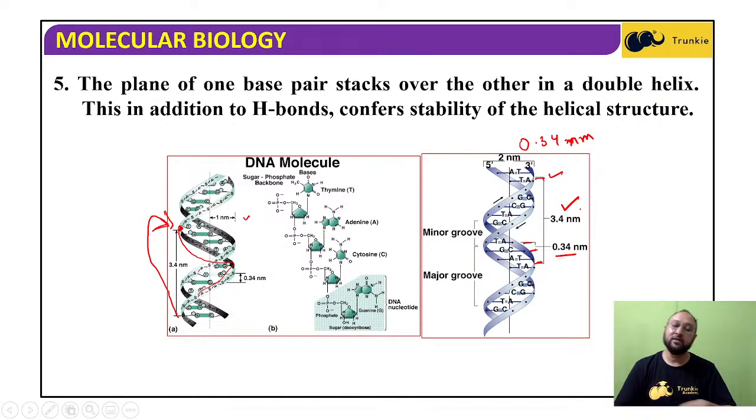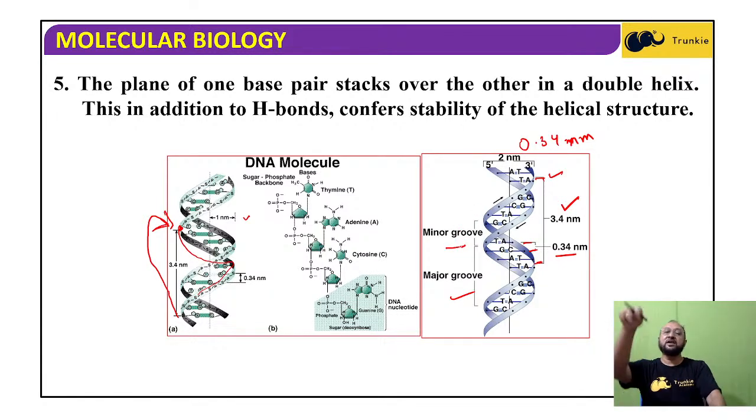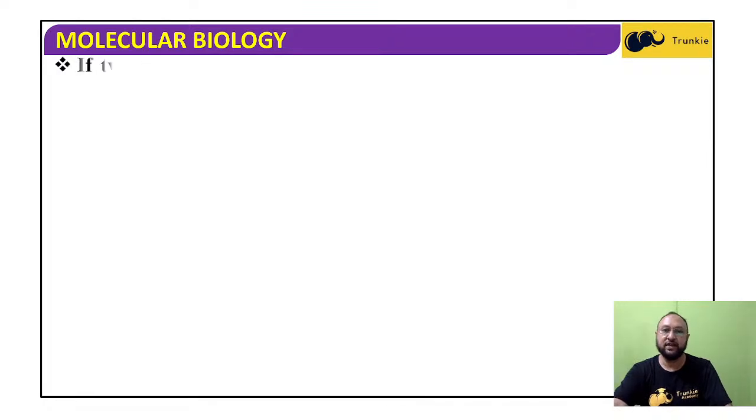So the major groove and minor groove are formed thus. This is the major groove, the bigger groove, and the minor groove here. This turning and coiling forms the minor and major grooves. This is how the structure of DNA looks.